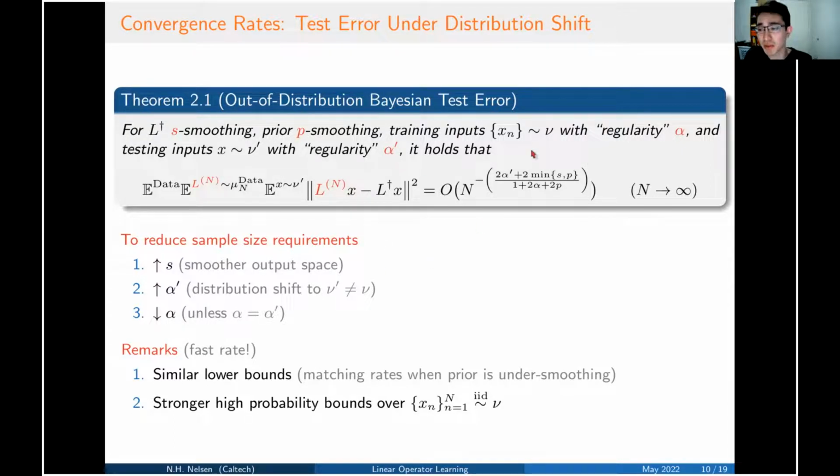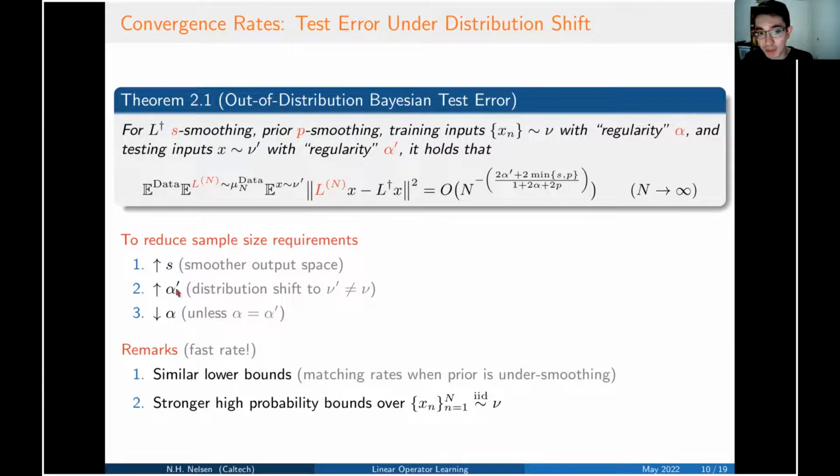And so to break this down, I'll try to tell you what you need to do to reduce those sample size requirements. So how do you get a faster rate of convergence? By looking at these exponents. So the first thing you can do is, well, notice that you get faster convergence if your true operator is more smoothing. So if S gets bigger, this corresponds to smoother outputs or a smoother operator that you're trying to learn. Or the eigenvalues decay faster is another way to think about it. Then you get a faster convergence.